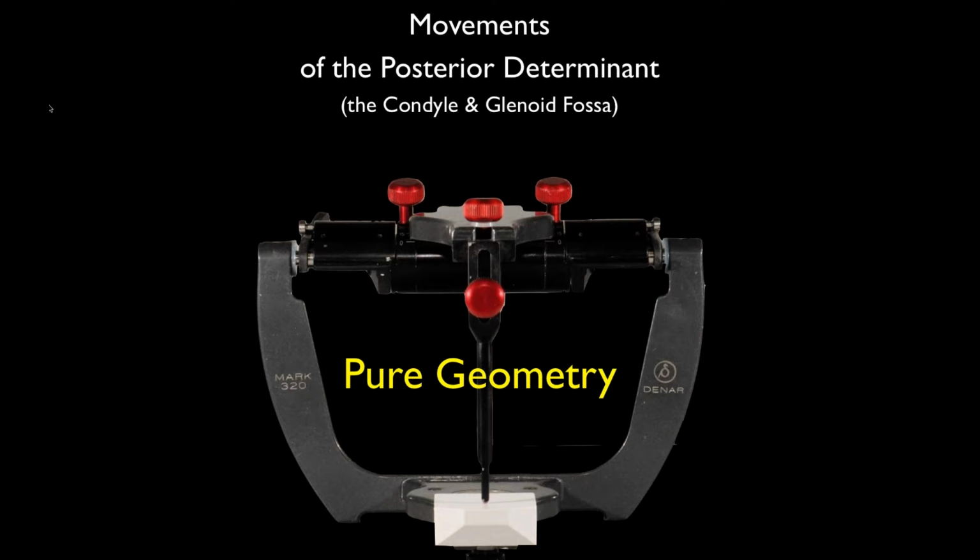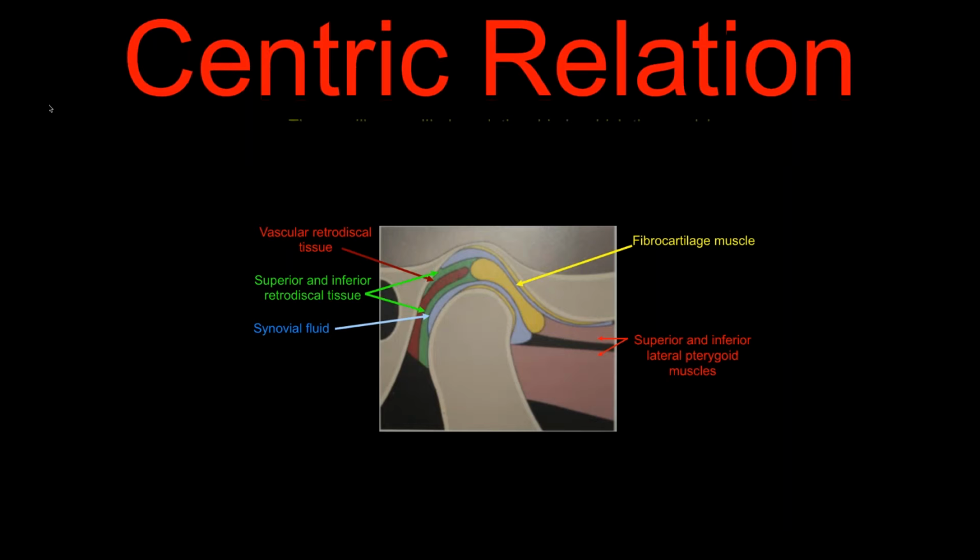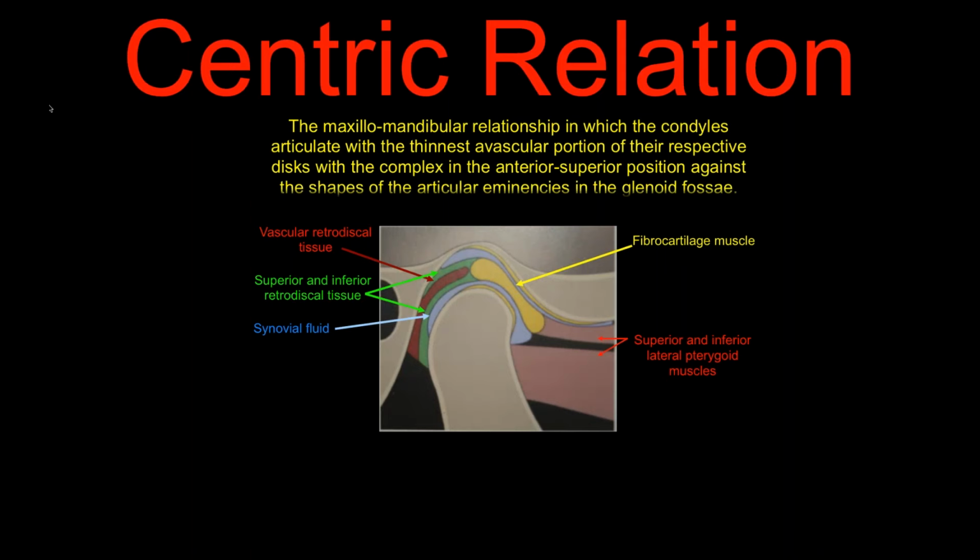Okay, and the first concept that we all are kind of familiar with is centric relation. But centric relation is quite controversial, in fact. A well-known definition is the maxillomandibular relationship, in which the condyles articulate with the thinnest avascular portion of their respective discs, with the complex in the anterior superior position against the shapes of articular eminences in the glenoid fossa. I almost can't even read that, okay? And I look at that and I go, what in the heck is that?